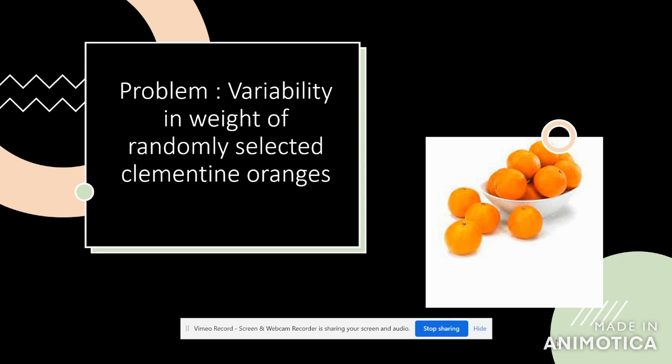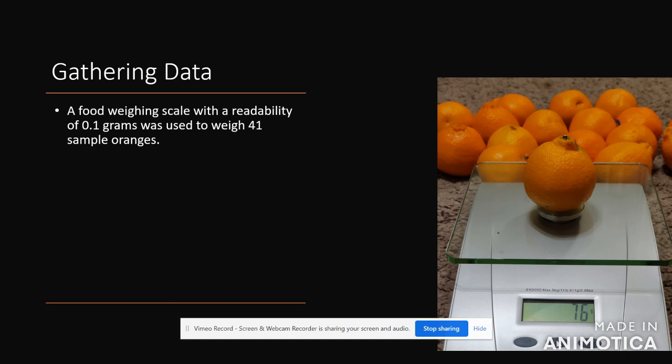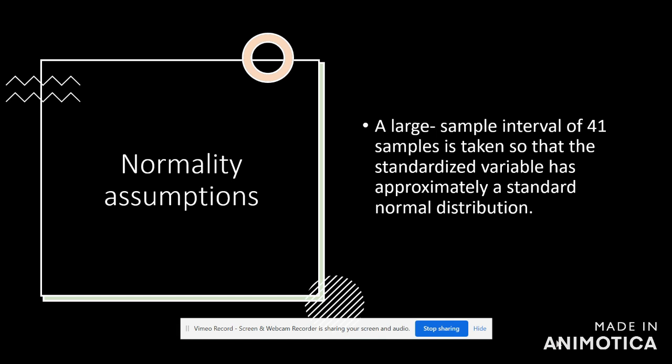So the problem that was studied is the variability in weight of randomly selected clementine oranges, and the continuous variable studied is the weight of a single clementine orange. The data was gathered using a food weighing scale with a readability of 0.1 grams to collect the data of 41 sample oranges.